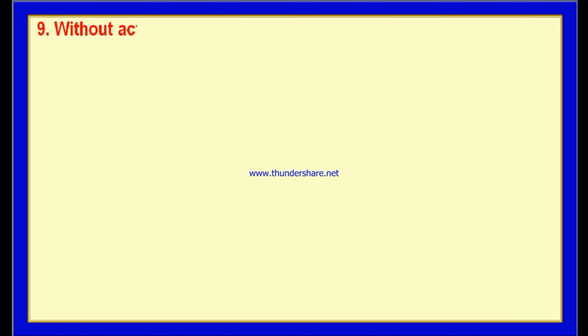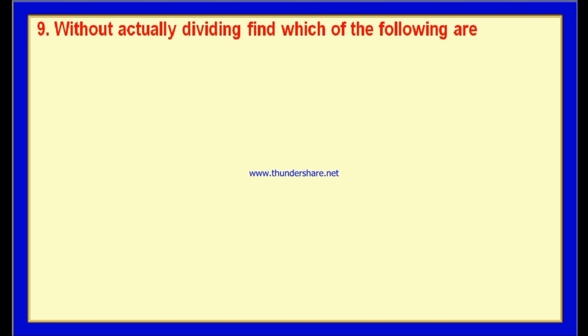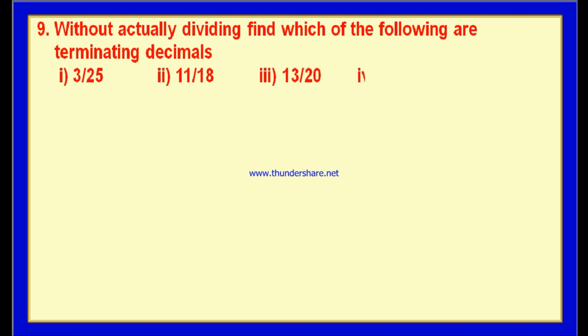One more question. Without actually dividing, find which of the following are terminating decimals. I shall repeat. Without actually dividing, find which of the following are terminating decimals. The question is: the first bit 3 by 25, second bit 11 by 18, third bit 13 by 20, and fourth bit 41 by 42.